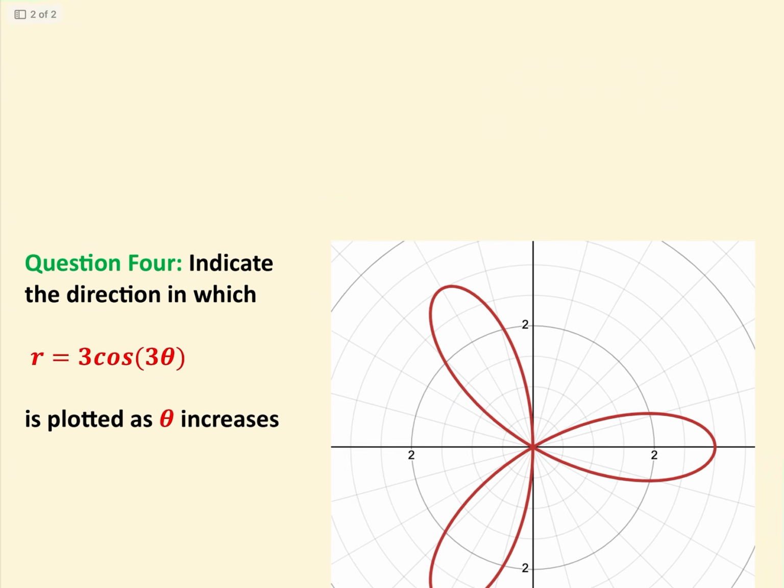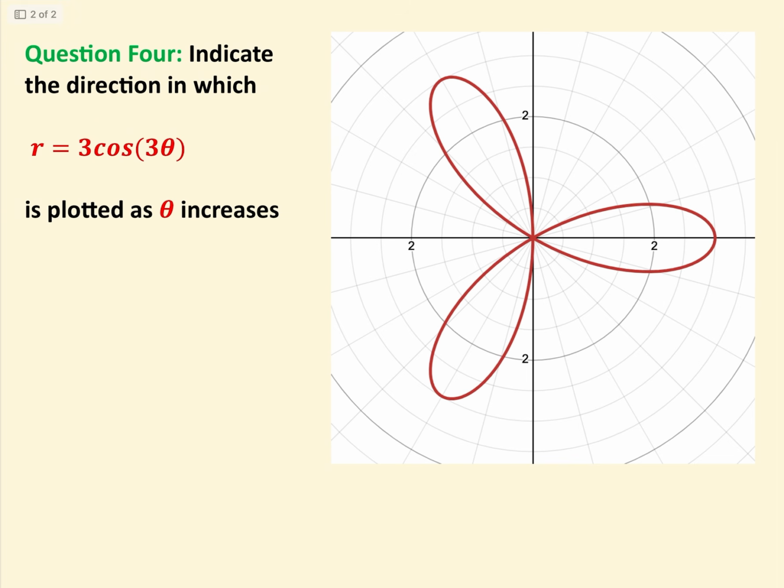Okay, question number 4. Let's just have a look again. 3 cos 3 theta. Well, we can see that the peak is 3. We can see that the petal peak is on the x-axis, therefore it's cos. And as there are an odd number of petals, 3, we can also see that it's 3 cos 3 theta. So let's have a look.